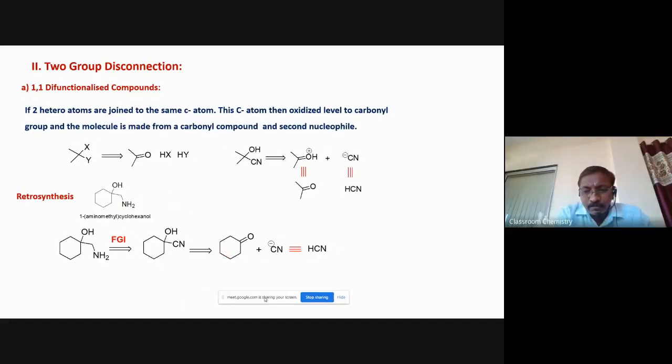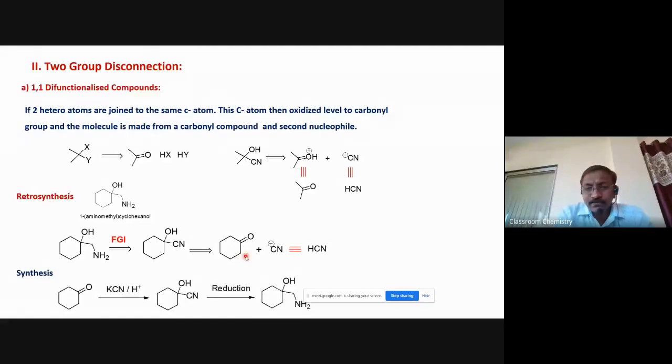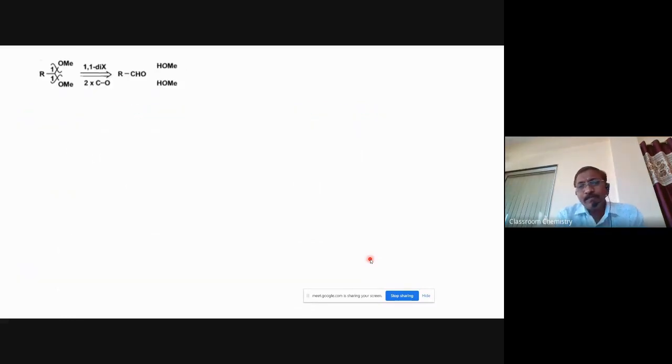Yeah, so that is a very important part: you must always think along with disconnection, and functional group interconversion is also very important. You might have to think like that only. It is a very simple reaction: the starting material cyclohexanone is easily available. Potassium cyanide in the presence of acid gives cyanohydrin, which undergoes reduction to give the corresponding CH2NH2. In this way we can obtain the target molecule.